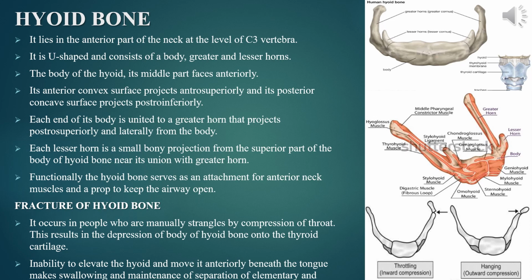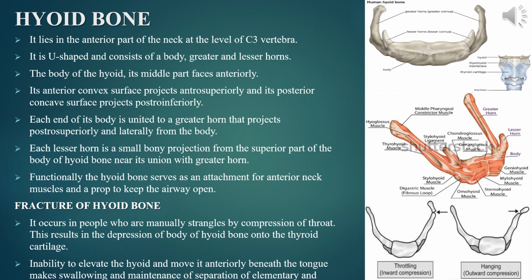In the next diagram, you can see the muscle attachment on the hyoid bone, and now the fracture of the hyoid bone. It occurs in people who are manually strangled by compression of the throat. This results in depression of the body of the hyoid bone onto the thyroid cartilage, which results in inability to elevate the hyoid and move it anteriorly beneath the tongue, makes swallowing and maintenance of separation of alimentary and respiratory tracts difficult and may result in aspiration pneumonia.